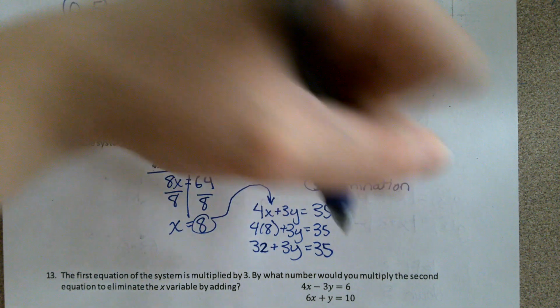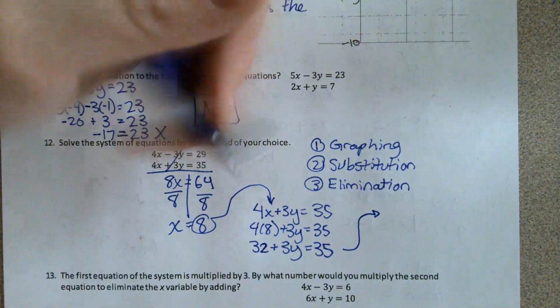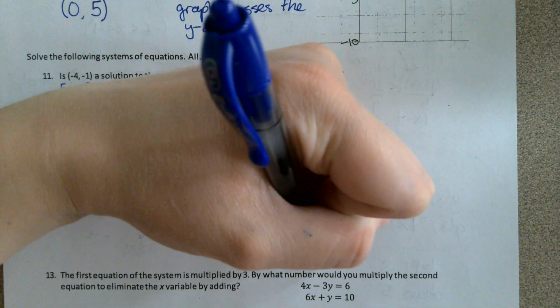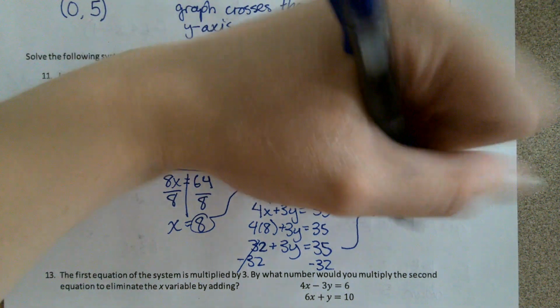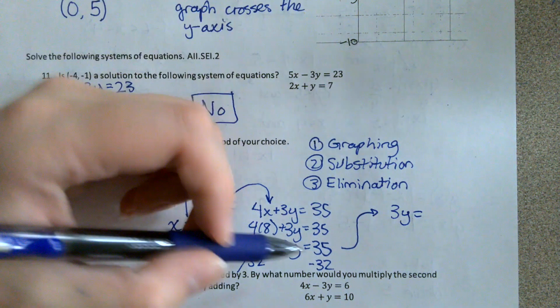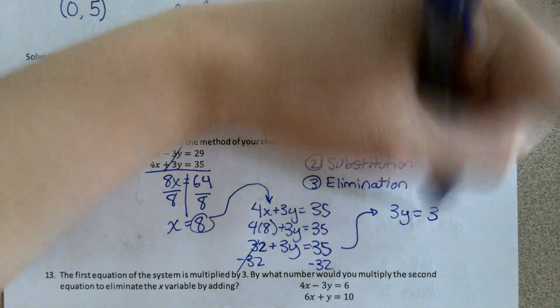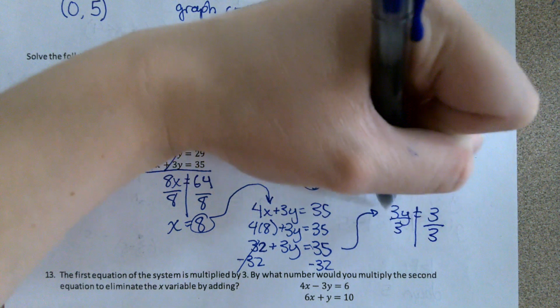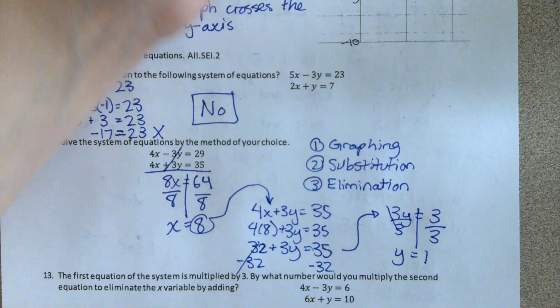I'm already running out of space, so I'm going to come back up here and do the next step. Subtract 32 on both sides. This gives us 3y equals 35 minus 32 is +3. Divide by 3 on both sides. Y equals 1.